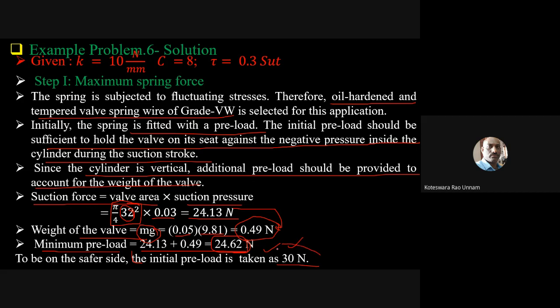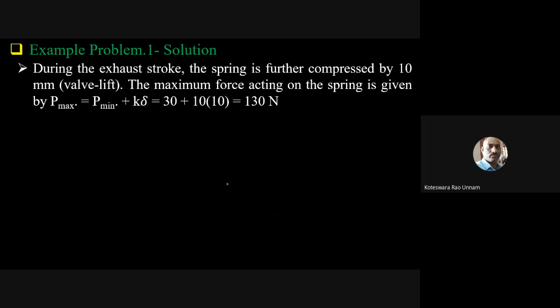This minimum load comes from the suction pressure and the weight of the wall. Then you need to compute the maximum load also. For that he has given the delta and K value. During the exhaust stroke, the spring is further compressed by 10 mm. Therefore the maximum force acting on the spring is the minimum load plus K into delta. K is given and delta is given. If you substitute those values, the minimum load we are taking as 30, and 10 into 10.